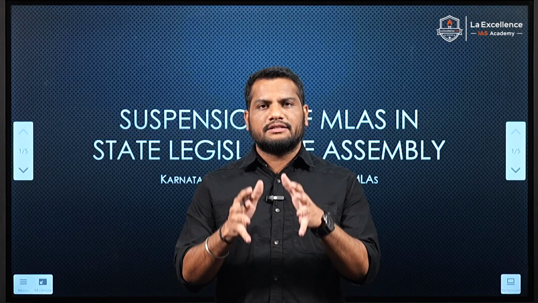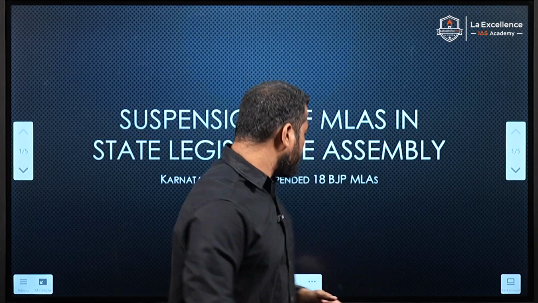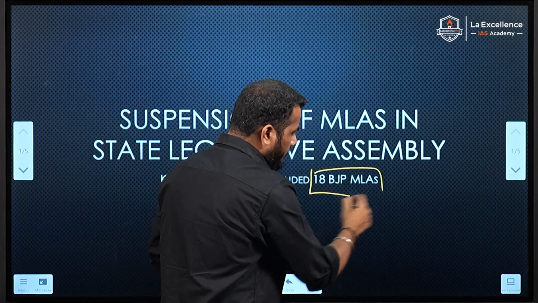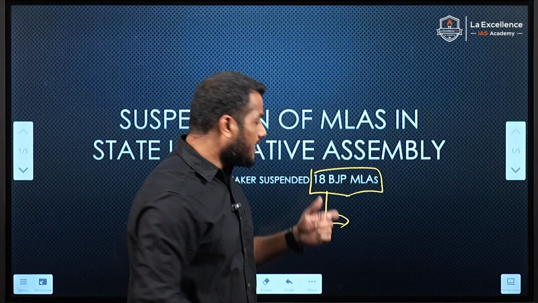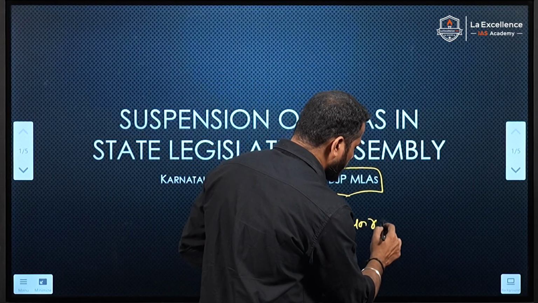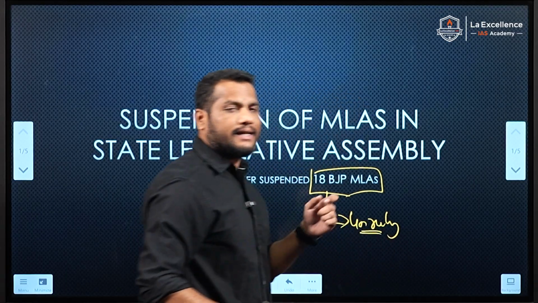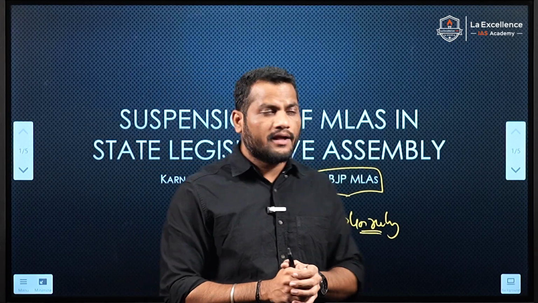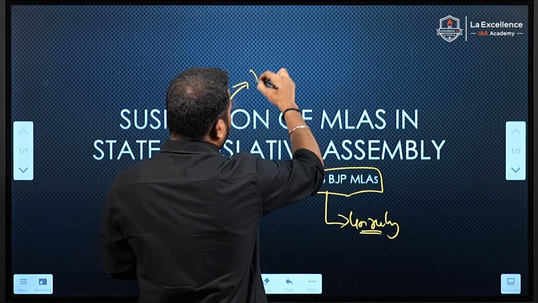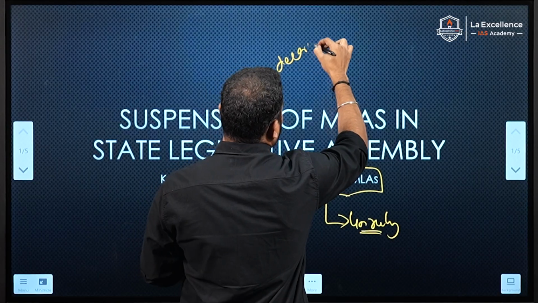Recently, Karnataka Speaker suspended 18 BJP MLAs. But why? Because these 18 MLAs were behaving in an unruly manner. Because of that, Karnataka Speaker suspended them. But what is the reason to suspend any MLAs? To maintain decorum in the house.